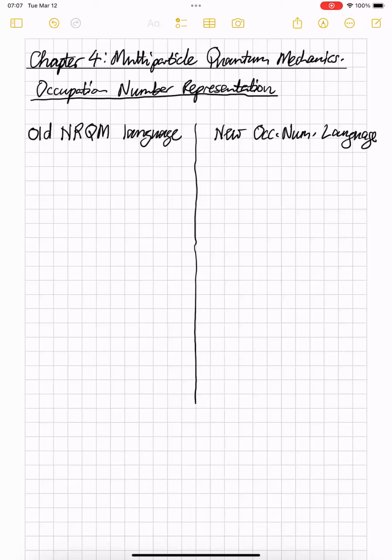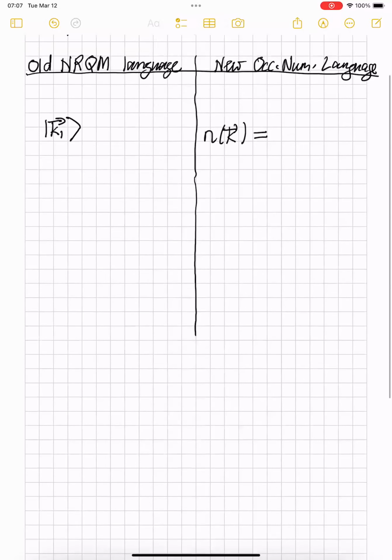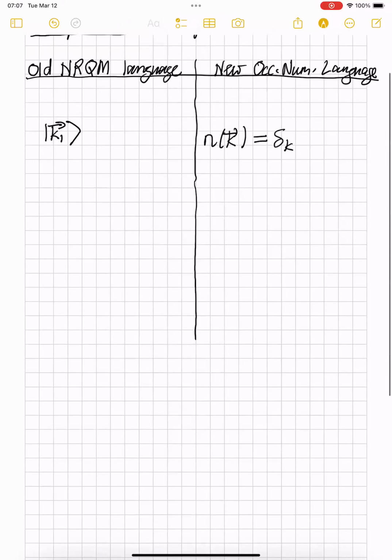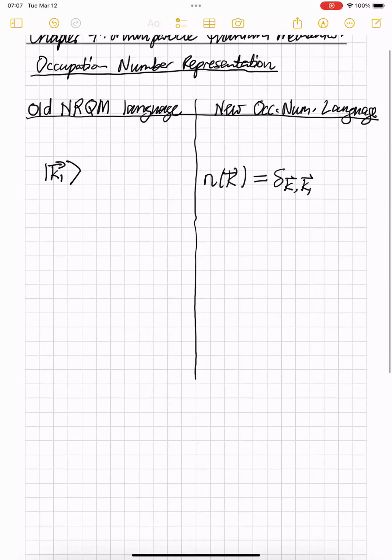So let's just start off with perhaps the simplest state that we could think of. This is just our single particle state of momentum k1. So instead of describing this as a state in Fock space, I'm going to describe this using a function. It's going to be a function of three variables, n of k, so a function of kx, ky, kz. And for this particular state, n of k is just a delta function, delta of k, k1. And nicely, because we're in the box, this is just a normal delta function.